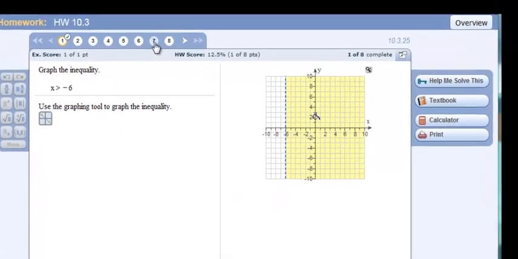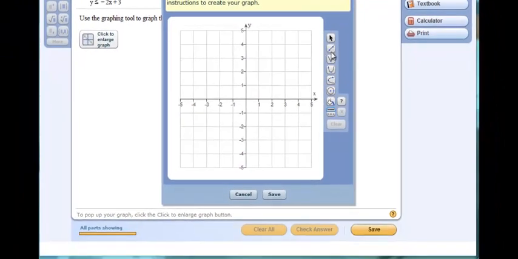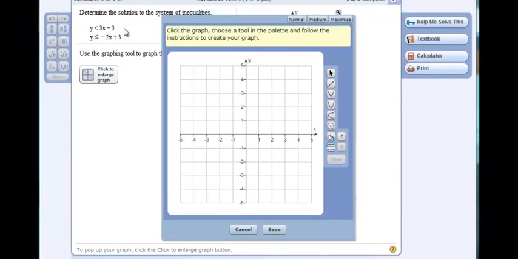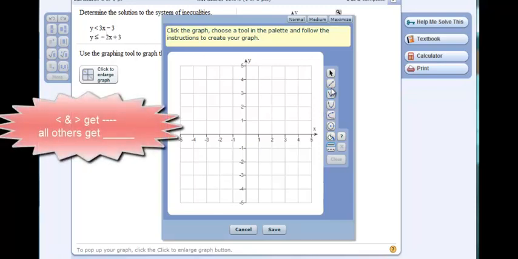Let's do number 7. Number 7 is going to be a system of inequalities. And luckily, it's already written in the form that we like to see it, in the y equals mx plus b form. So that means we'll be able to graph without having to do any additional math. So I'm going to enlarge my graph. Now, if we're looking at just this top one, y is less than 3x minus 3. That less than sign means we're going to use a dashed line.